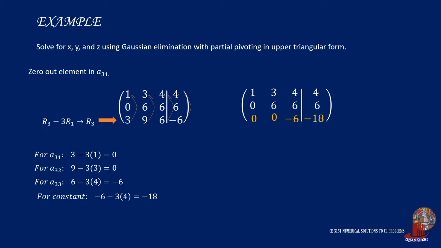At this point, it is worth noting that not only was element 3,1 zeroed out, but also element 3,2. So this can help shorten the procedure, as all we needed to do now is to reduce the main diagonal elements into ones.